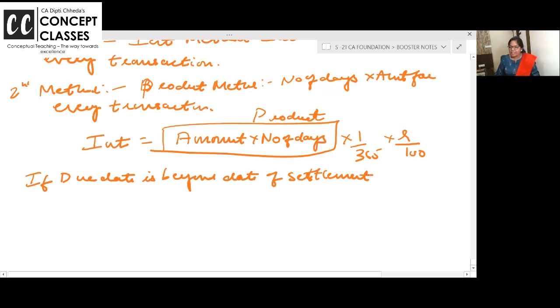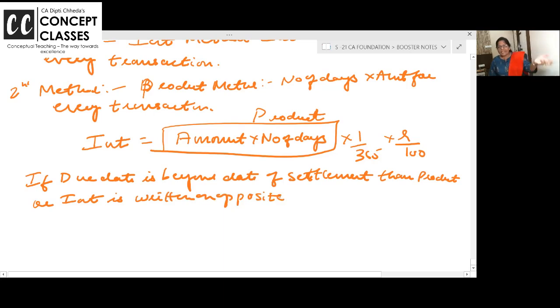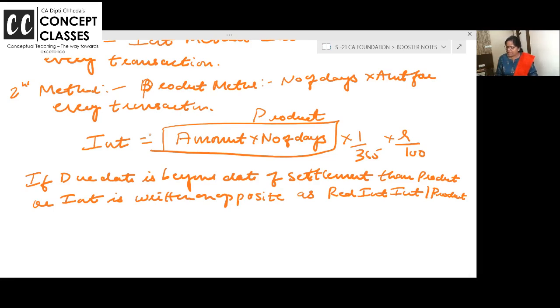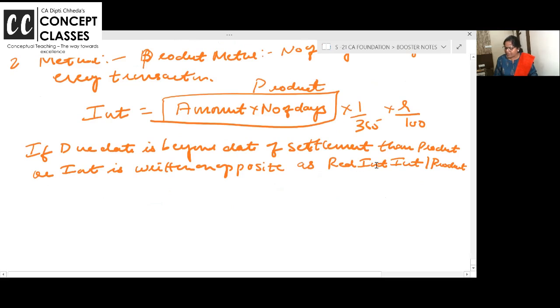If due date is beyond the date of settlement, then product or interest is written on the opposite side. Either red ink interest or red ink product is written on the opposite side, whatever it may be. Red ink interest or product.